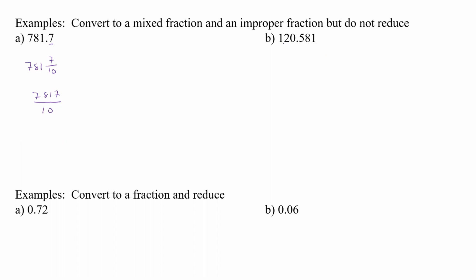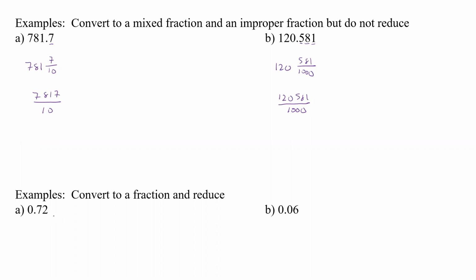Now what about this one? Well, we have 120, that's going to be our whole number, and then 581 thousandths, because we have 3 decimal places, so that's 581 over 1,000. So that's going to be our mixed fraction. To make it improper, we'll take 1,000 times that, so it's going to be 120,000 plus 581, all over 1,000. And so that's our improper fraction and that's our mixed fraction.